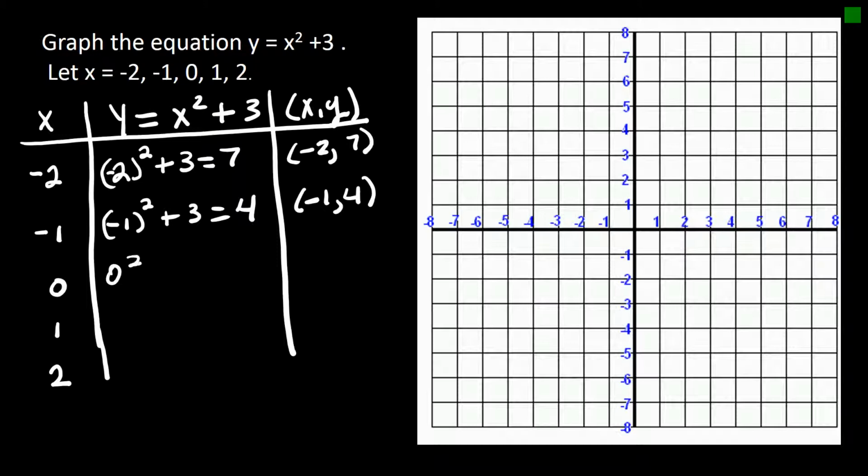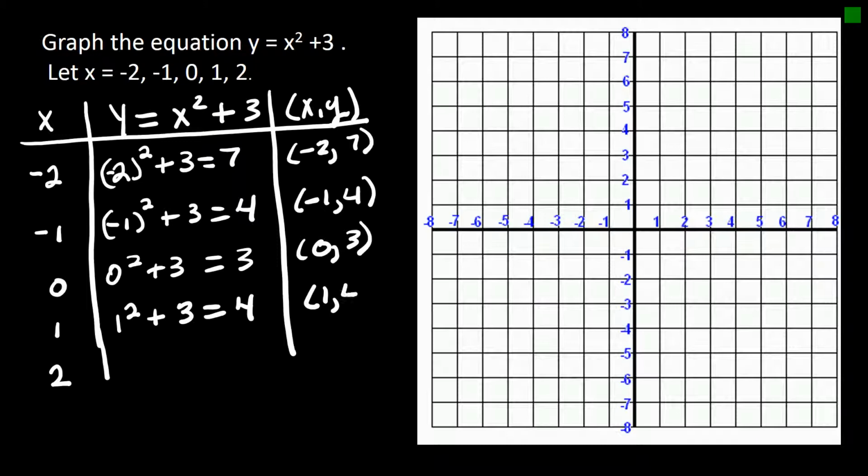We have 0 squared plus 3, which is 3. So we have a point 0, comma 3. We have 1 squared plus 3, and that's 4. So we have a point 1, comma 4. And then we have 2 squared plus 3, which is 7. So we have a point 2, comma 7.